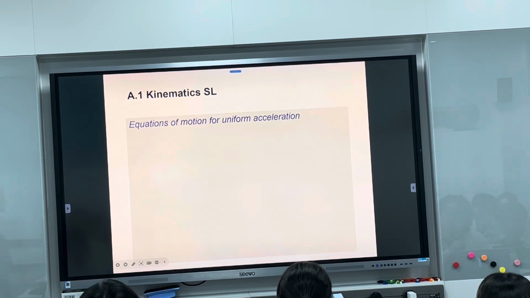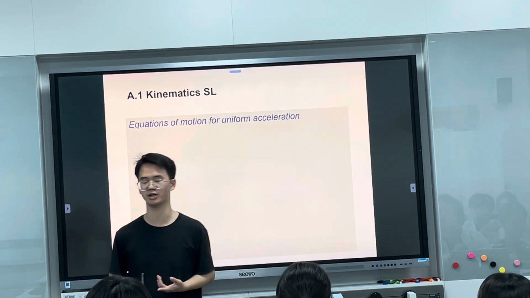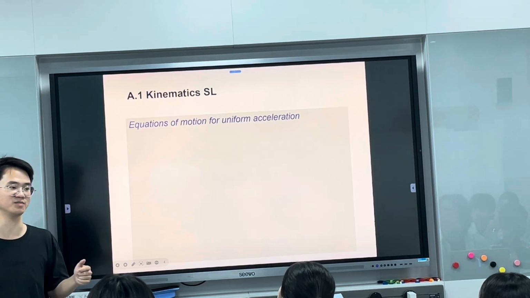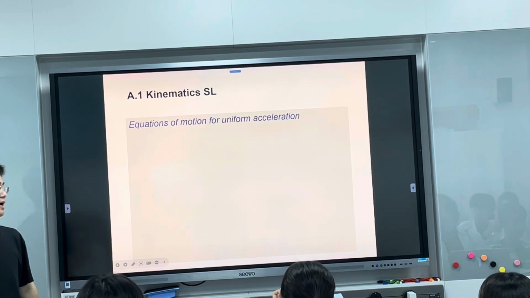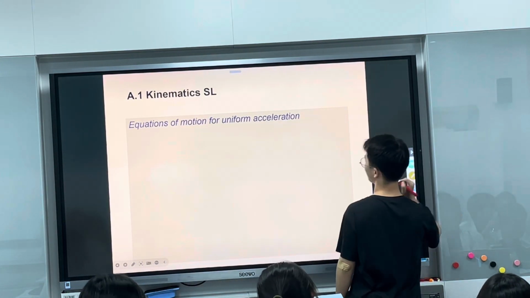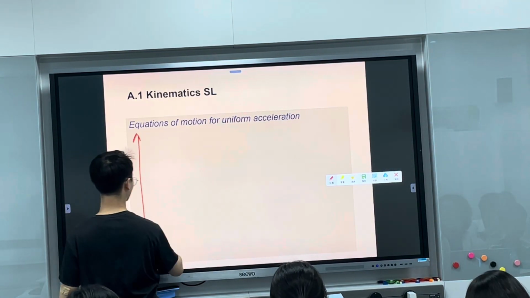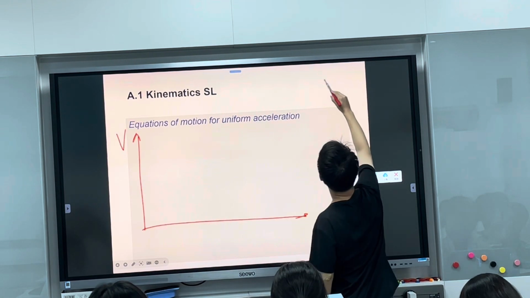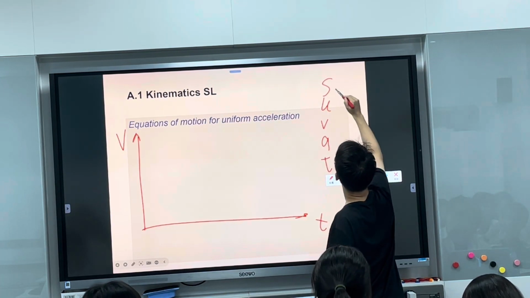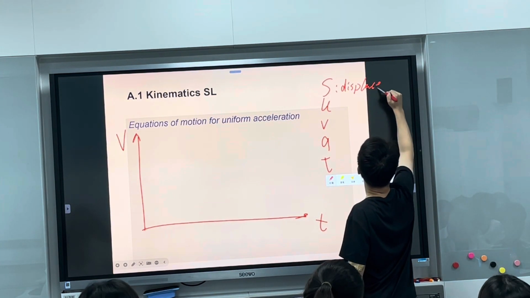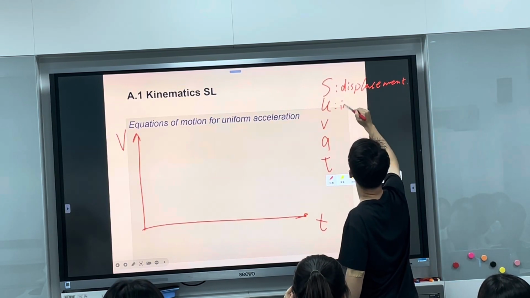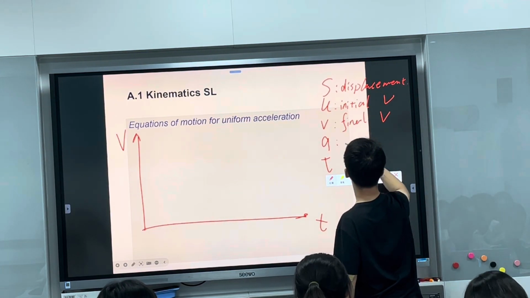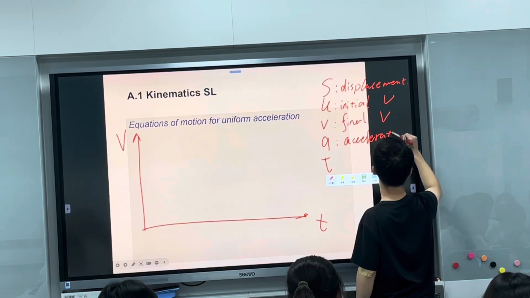However, in MYP, I just asked you to remember the equations. In DP, I can walk you through how to derive each one of them using a velocity time graph, for you to better remember it. So, if we use a velocity time graph, right? VT. We have 5 letters: S, U, V, A, T, where S is displacement, U is initial velocity, V is final velocity, A is acceleration, and T is time.